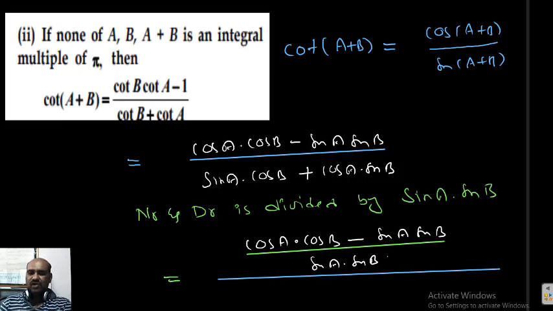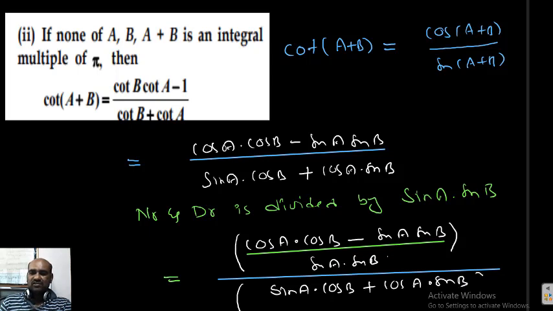Numerator completed. Now the denominator: sin A into cos B plus cos A into sin B, which should be divided by sin A into sin B. The same result: A minus B by C means A by C minus B by C. So on the next page I will write that.